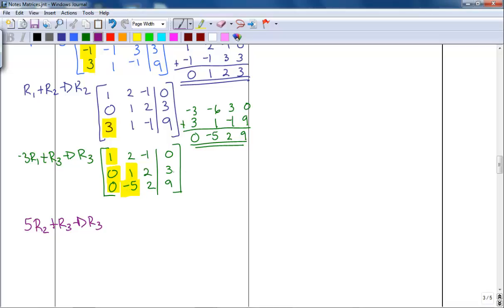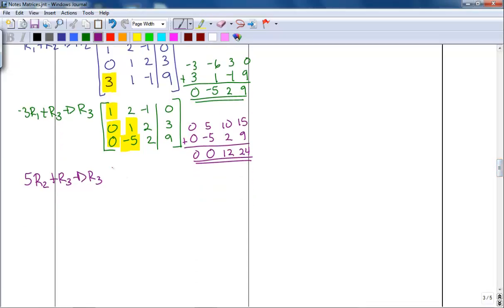So let's do that on the side here. If I multiply row 2 by 5, well, 0 times 5 is 0, 1 times 5 is 5, 2 times 5 is 10, 3 times 5 is 15. And then we have row 3, which is 0, negative 5, 2, and 9. If I add these, 0 plus 0 is 0, 5 plus a negative 5 is 0, 10 plus 2 is 12, and 15 plus 9 is 24. So this is my new third row. So I'll write my matrix.